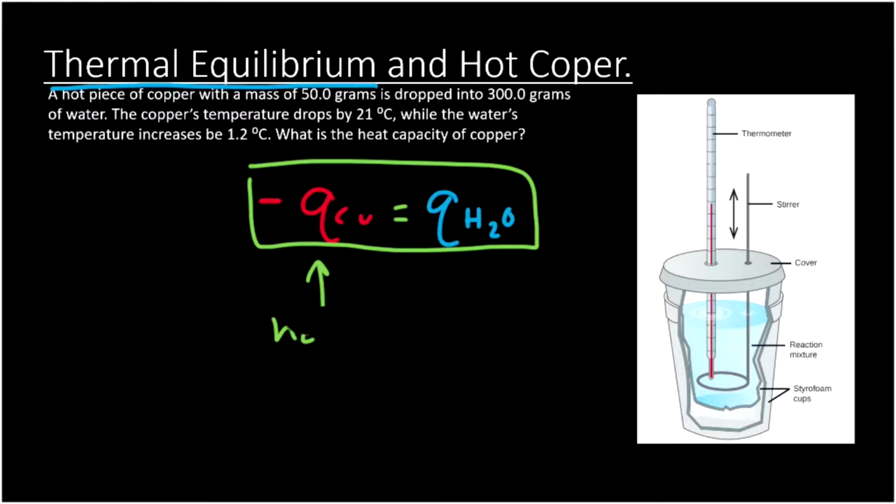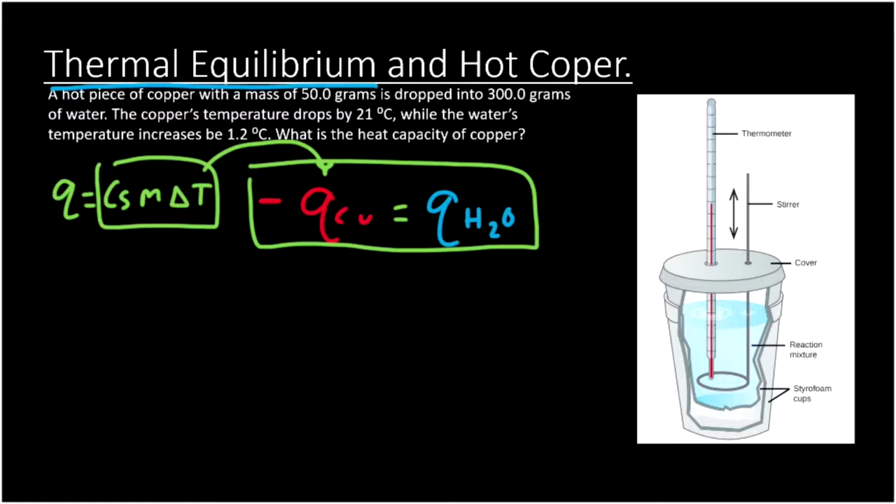Now we use our heat capacity expression. Remember that we can say that Q is equal to Cs m delta T, and that's just the heat capacity equation we've used before. So that means the heat lost by copper can be calculated by Cs m delta T, and the heat gained by water can be calculated by Cs m delta T. So let's substitute that into our equation.